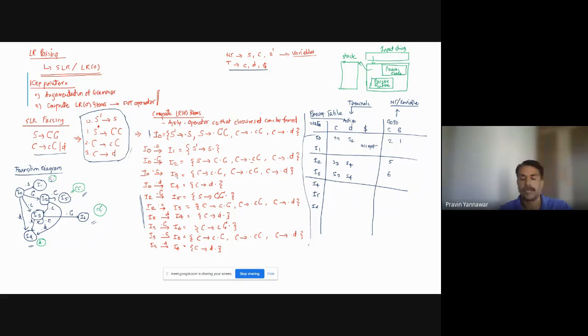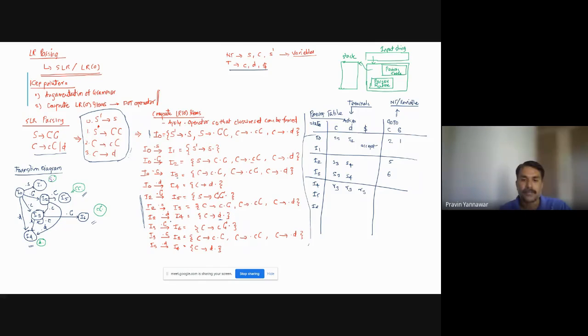This is R1, R2, and R3 production, reduced production. So look at I4. If you look at I4, you'll find that it is D dot. So what does D dot mean? D dot is the third production, right? So with I4 we are going to write R3 with C also, R3 with D also, and R3 with dollar also, because in I4 the dot is after D, so D is being completely reduced. So this is with respect to reduction number 3.